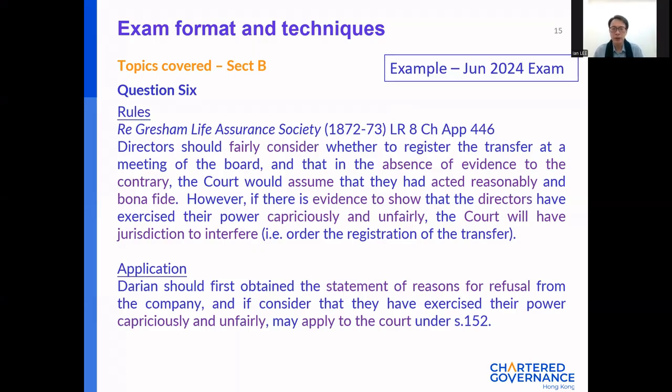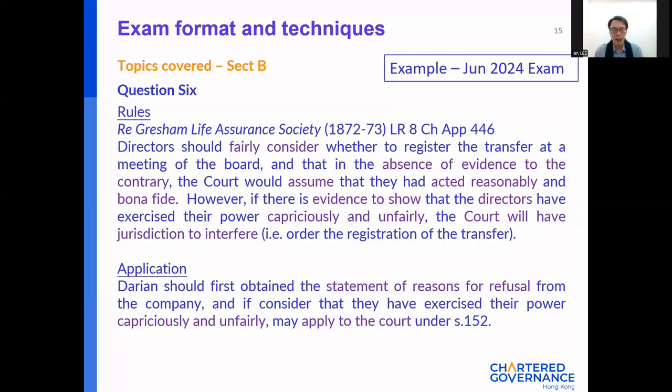However, if there's evidence to show that the directors have exercised their power capriciously and unfairly, the court will have jurisdiction to interfere. Okay? So generally speaking, if the members in the articles gave the directors the power to refuse registration, then it's up to the directors to exercise that power properly. The court will usually assume that's the case.